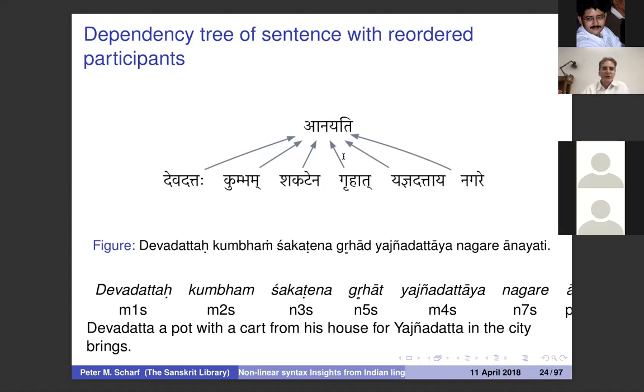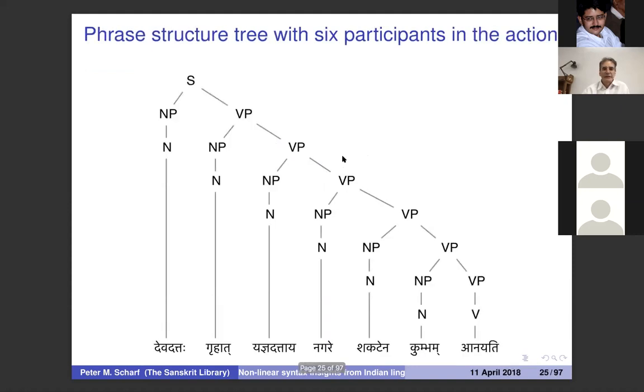It would be totally artificial to divide this sentence into phrases if we did so like this, okay? In phrase structure analysis, Devadatta here is separated off from the rest of the verb phrase. But these units, garhat, yagyadattaya, and so on, they don't form natural units here. This is totally arbitrary. And all of these verb phrase nodes are also totally arbitrary. They don't represent anything real in the cognition of this sentence.